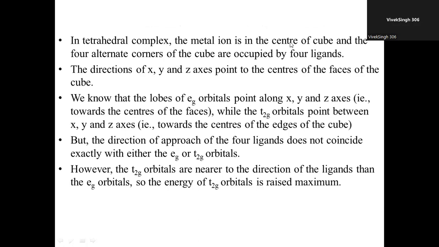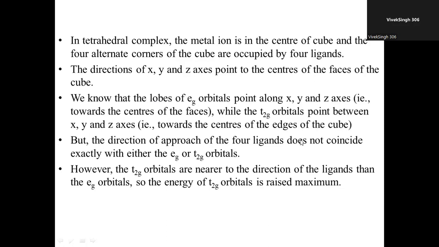So tetrahedral complex, the metal ion is in the center of the cube, and the four alternate corners of the cube are occupied by four ligands. Okay, alternate corners are occupied by ligands. Directions of x, y, z axis point to the centers of the faces of the cube. We know that lobes of EG orbitals point along XYZ axis, that is towards the centers of the faces of the cube, while the T2G orbitals point between X, Y, and Z axis, that is towards the centers of the edges of the cube.